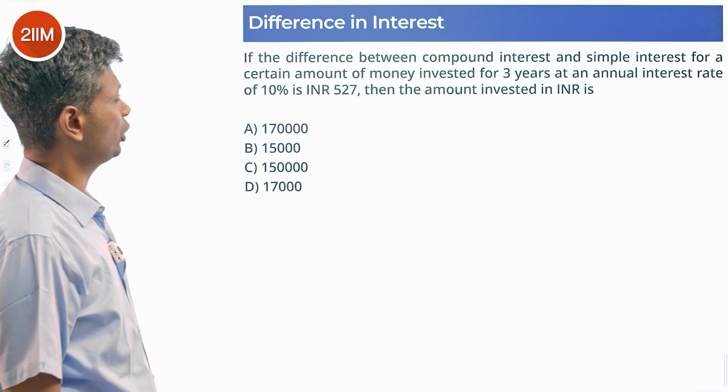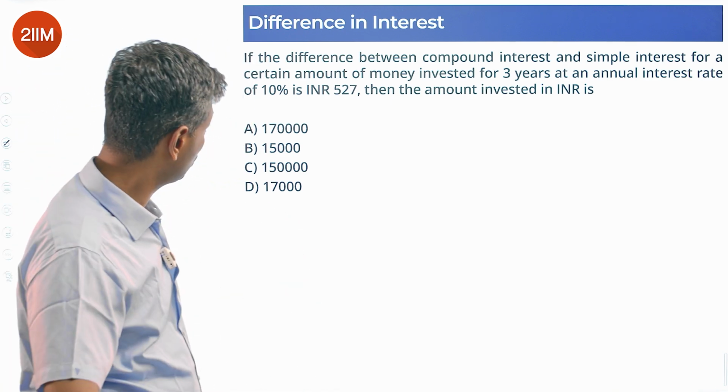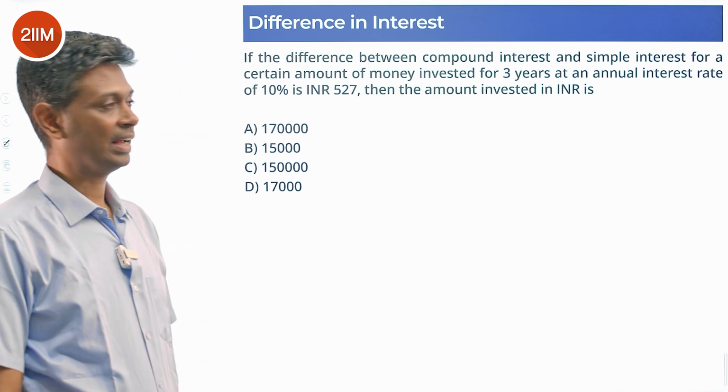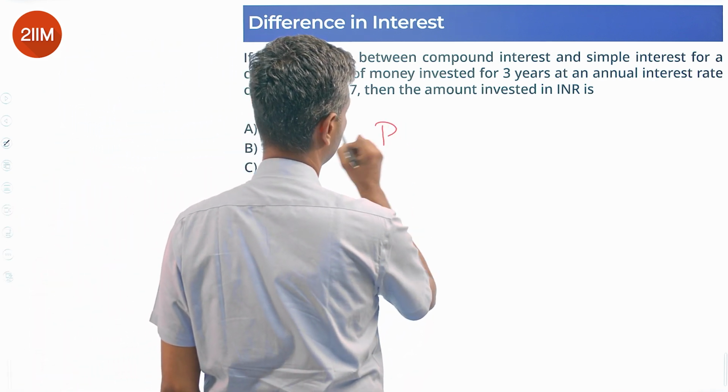The difference between compound interest and simple interest for a certain amount of money invested for 3 years at an annual interest rate of 10% is 527. Then the amount invested in INR is? Very simple question. Amount invested, let it be P.